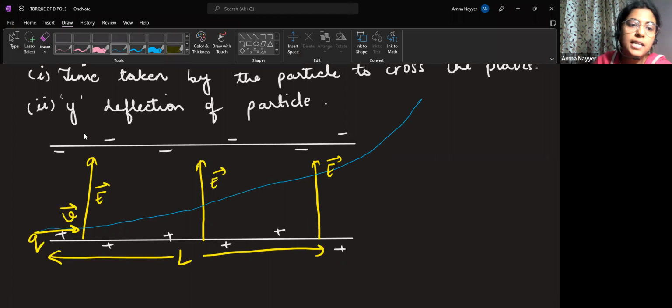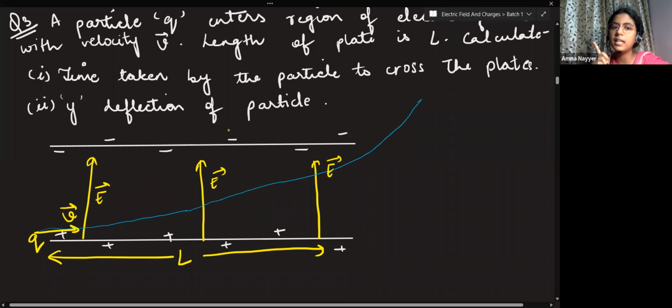So in the first part, it has asked us to calculate the time for this, and then it has asked for the deflection of the particle. Deflection of the particle means this distance. What should have been the initial position, what is the final position, and the difference between the two. This is the deflection, because it has deflected its path through this y distance. So we have to calculate both of these quantities.